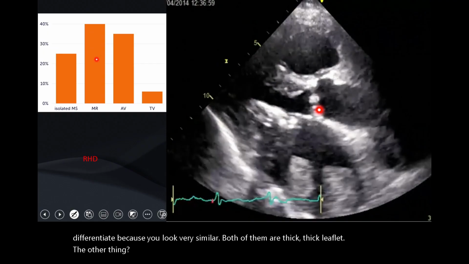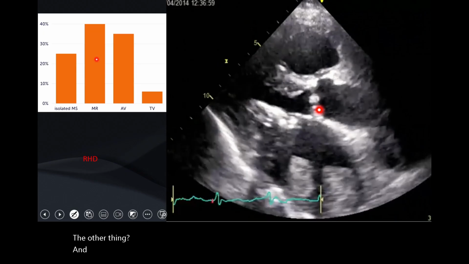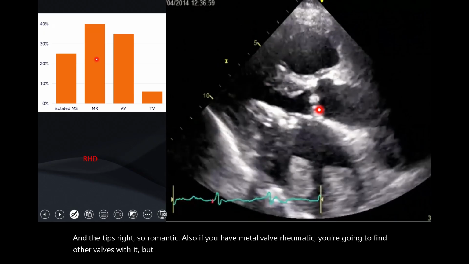The other thing is the tips, right? So rheumatic also, if you have mitral valve rheumatic, you're going to find other valves involved with it. But with aortic valve stenosis, the degenerative could be just by itself.